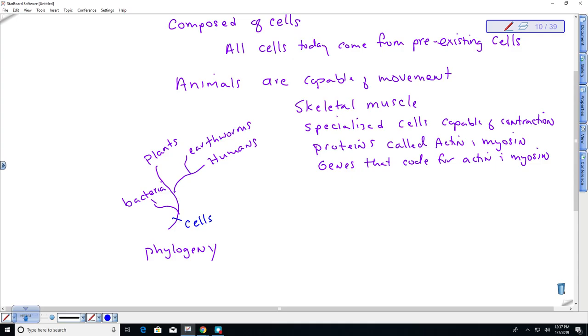The first cells that arose are called prokaryotic. Does anybody know what that means? What is a prokaryotic cell? How do they differ? We are not made up of prokaryotic cells. So in this branch right here, I would put eukaryotic cells. We believe that prokaryotic cells evolved first, and eukaryotic cells evolved second.